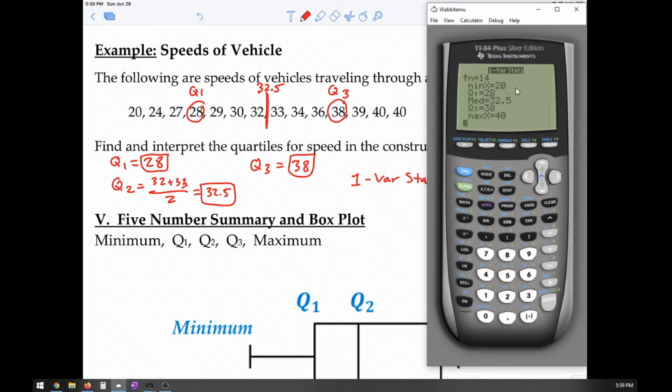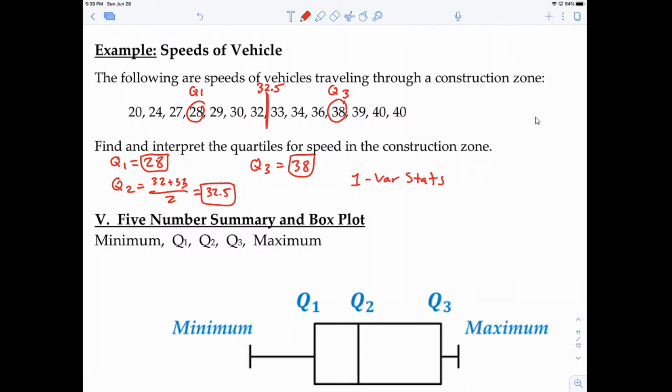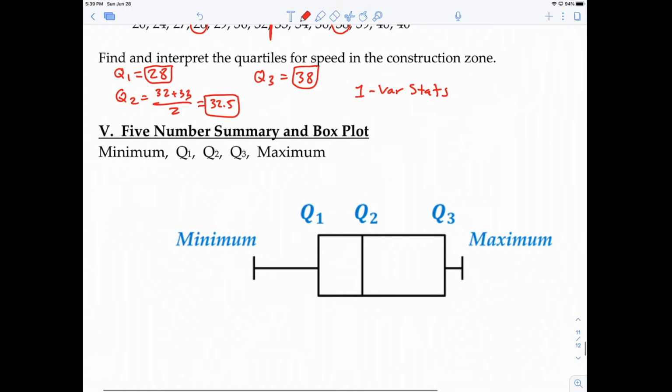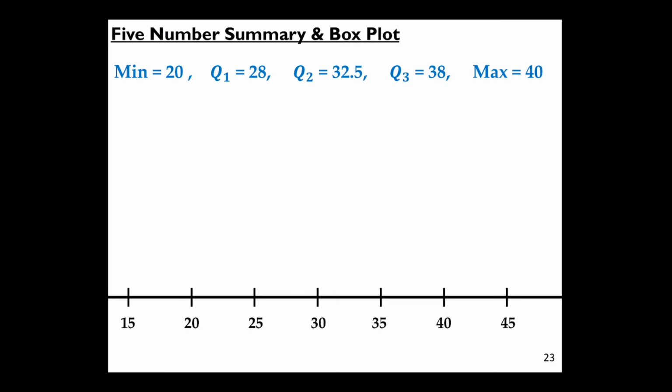So these 5 numbers, the minimum, quartile 1, quartile 2, quartile 3, and then the maximum, are what we call the 5-number summary, which can create a graph called a box plot or a box and whisker plot, right? So let me just kind of explain how this is created.